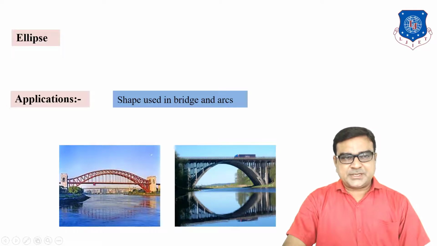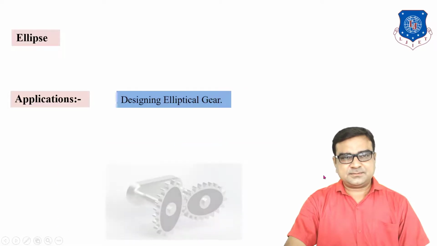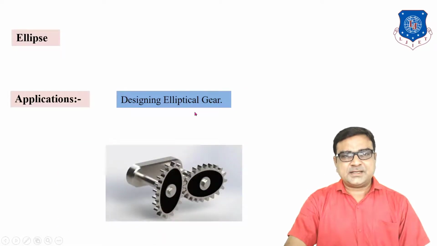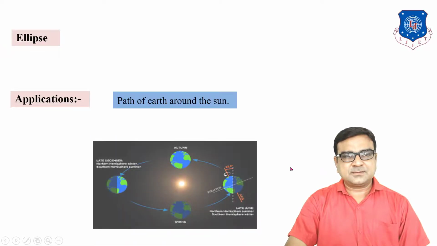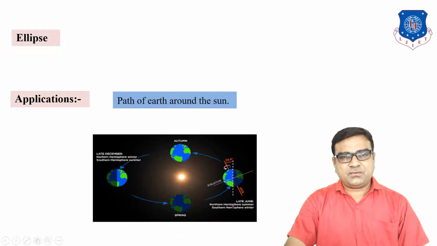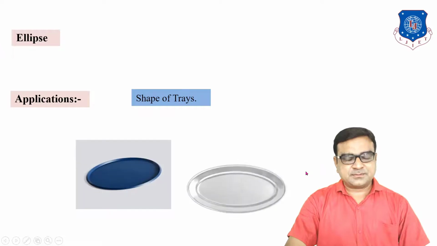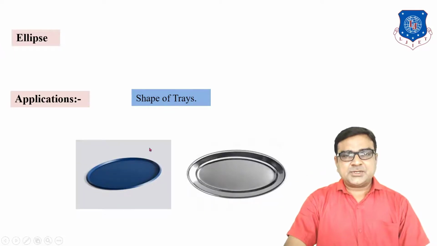Then the shape of bridges and arches, designing elliptical gears, the path of the earth moving around the sun is also an elliptical shape, and the shape of a trace is also made of an ellipse shape.